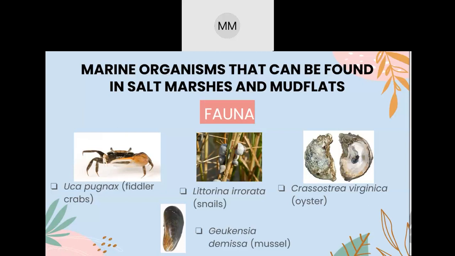Marine organisms that can be found in salt marshes and mudflats. Firstly, the fauna. First, we have the fiddler crabs, the scientific name is Uca pugnax. And then we have Littorina irrorata, snails. Crassostrea virginica, oyster. And lastly, Geukensia demissa, mussel.